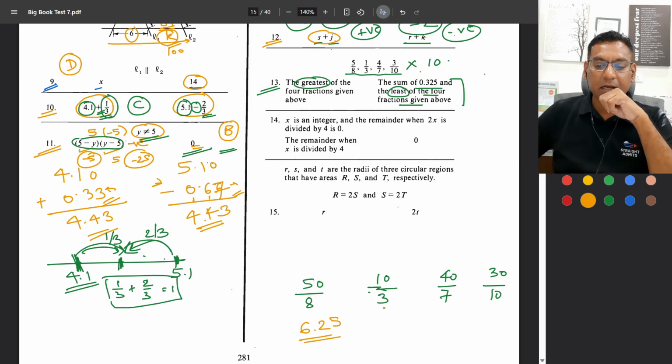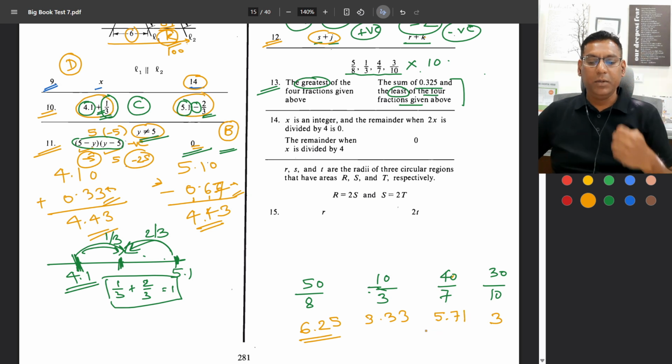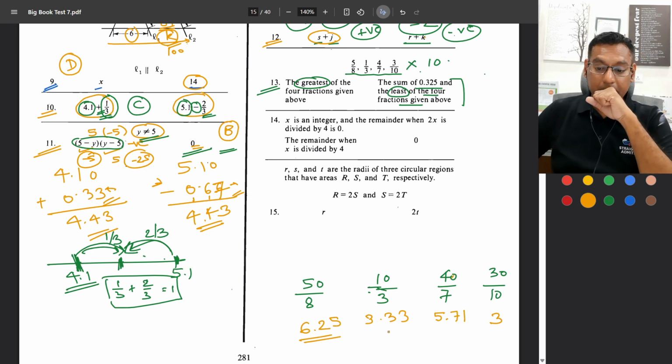Okay, this was fairly easy. 10 by 3, we know 3.33. This here is very easy, 30 by 10 is 3. So this is a whole number, right? And 40 by 7, 7 fives are 35, so remainder 5, so that becomes 50. 7 sevens are 49, and then 1. Okay, fine. At least now I'm able to compare them. I'm only interested in the least and the greatest, so let me just write: this is the least and this is the greatest.